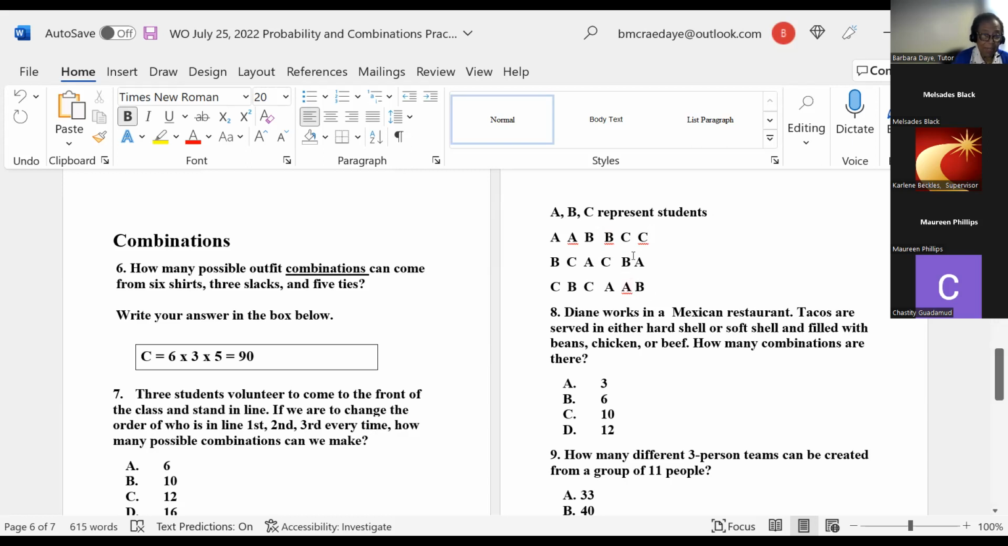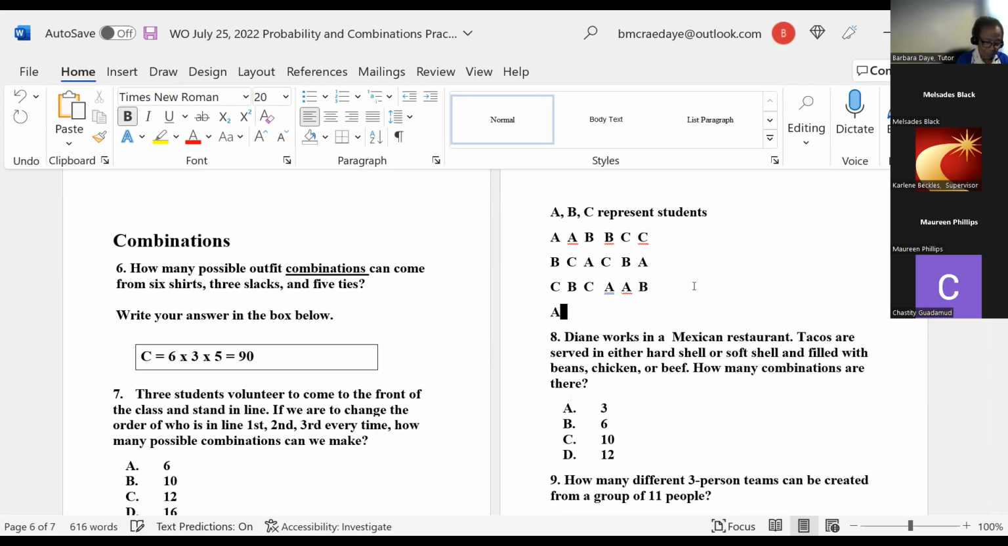Any other combinations you could think of with A, B, and C? We took care of A, B, and C. How many are there? How many combinations do you see? 1, 2, 3, 4, 5, 6. Six, right? Oh, I see.